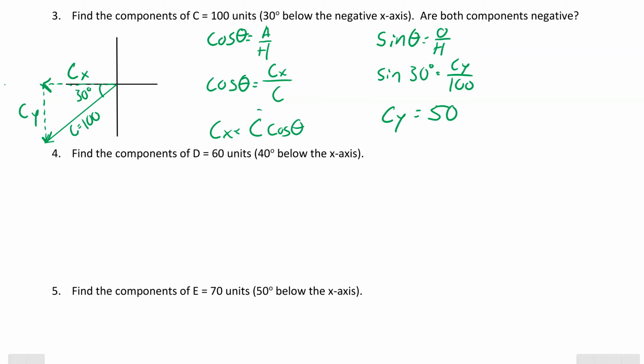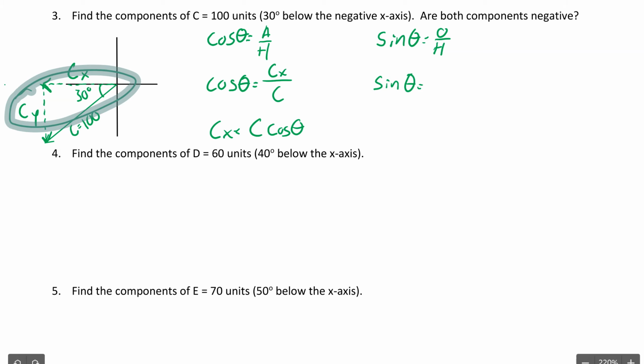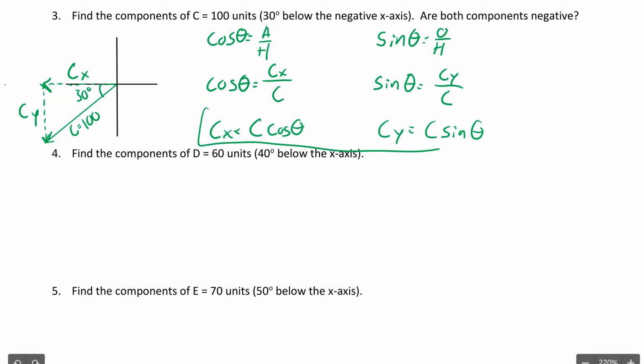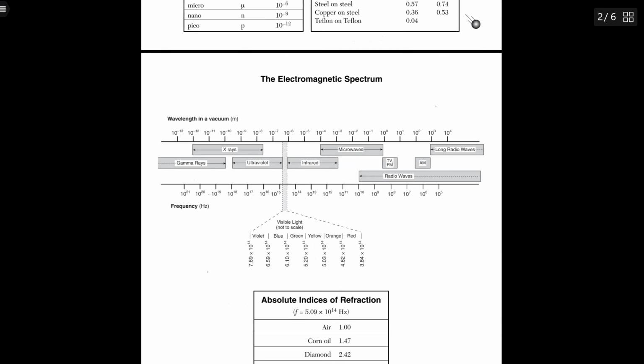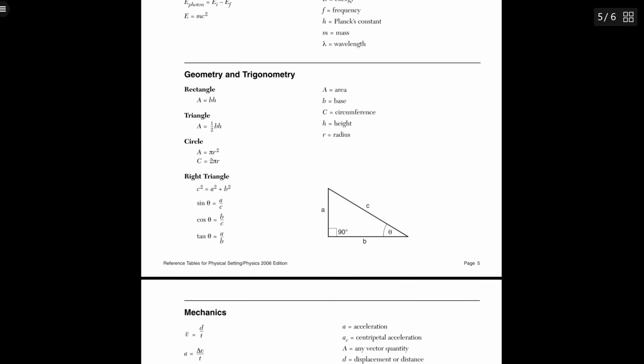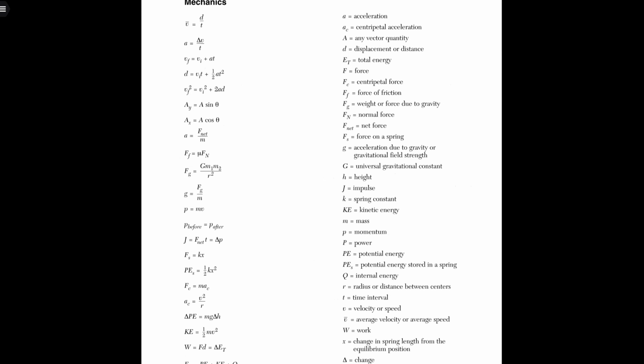So C is just your vector. And you could do the same thing for Y. When CY is opposite the angle, you could do CY and C, cross multiply, and you get C sine theta. These two equations are in your reference table, but instead of C's, they write them as A's, and they're located on the back page, all the way on page 6 of your reference table, right here.